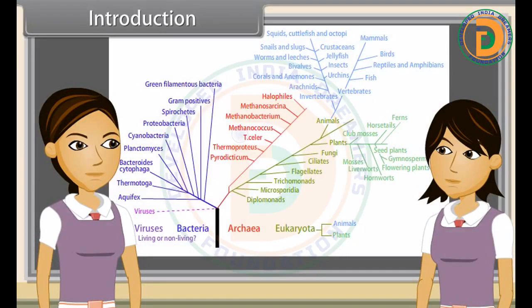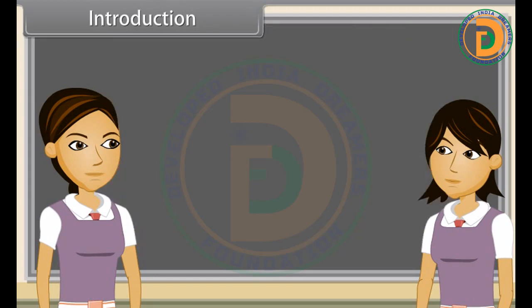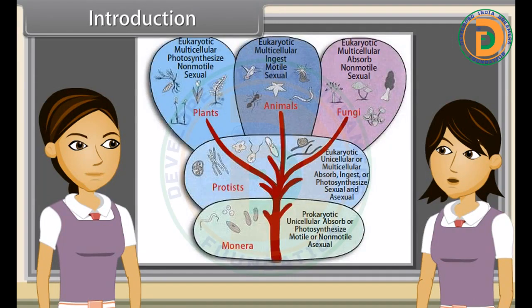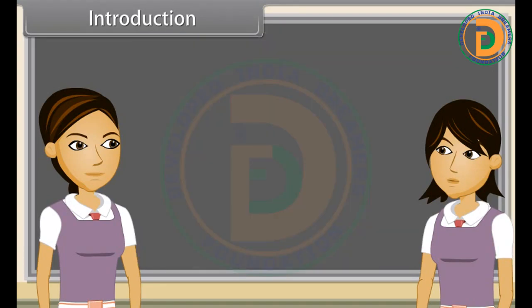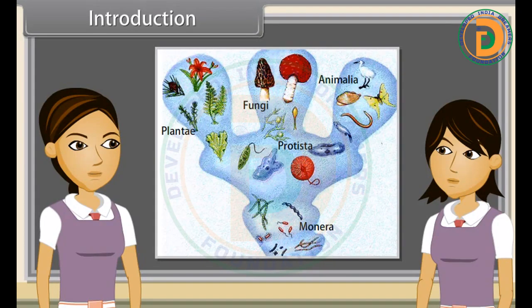As we have already discussed, modern biological classification has its root in the work of Carolus Linnaeus, who grouped species according to shared physical characteristics. According to five-kingdom classification, living organisms are classified into Monera, Protista, Fungi, Plantae, and Animalia. We have already discussed kingdom Monera. Now we will study Protista and Fungi.